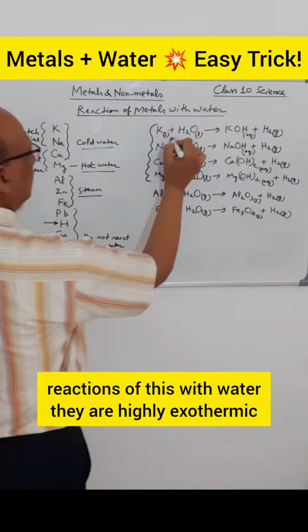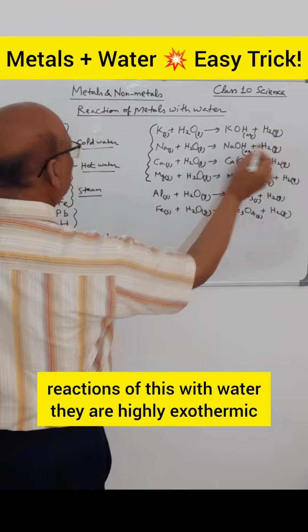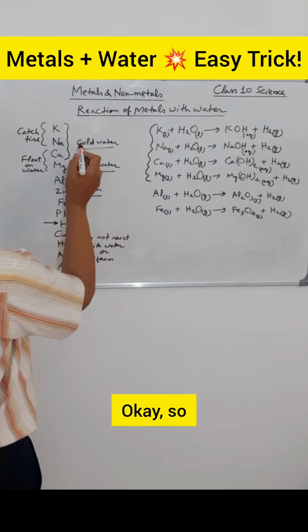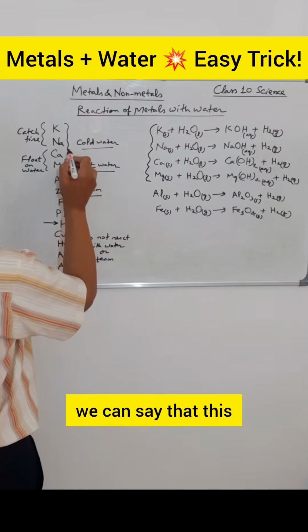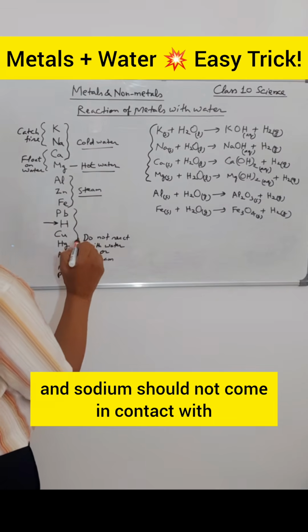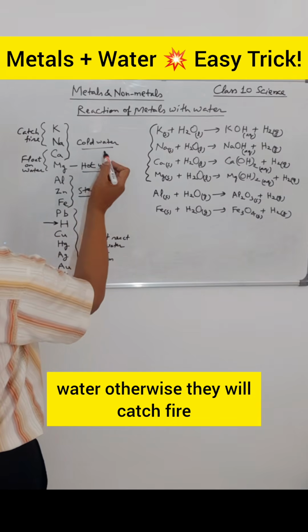So the reactions of these with water are highly exothermic, and hence they catch fire when put in cold water. Okay, so we can say that these metals, that is potassium and sodium, should not come in contact with water, otherwise they will catch fire.